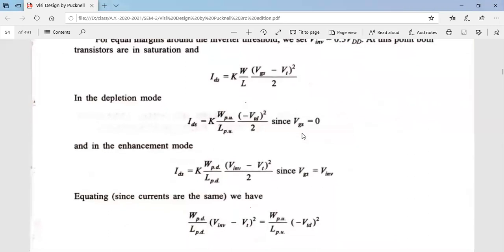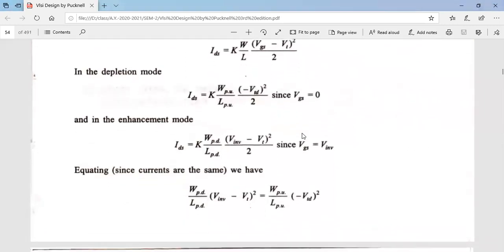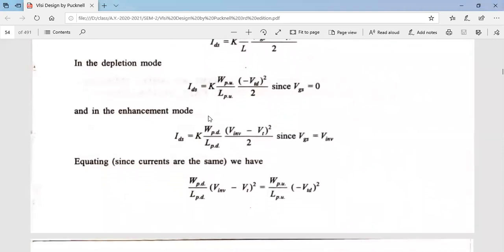Now the enhancement mode transistor, here it is the pull-down transistor. So that is WPD by LPD into (VINV minus VT) whole square. What is this gate to source voltage? This gate to source voltage is generally VINV, which is equal to 0.5 times VDD. So I am writing this VGS as VINV. Okay, so equating both.